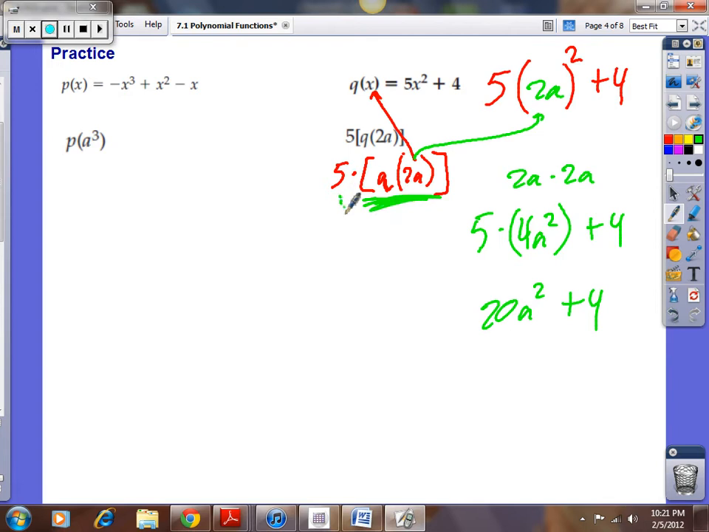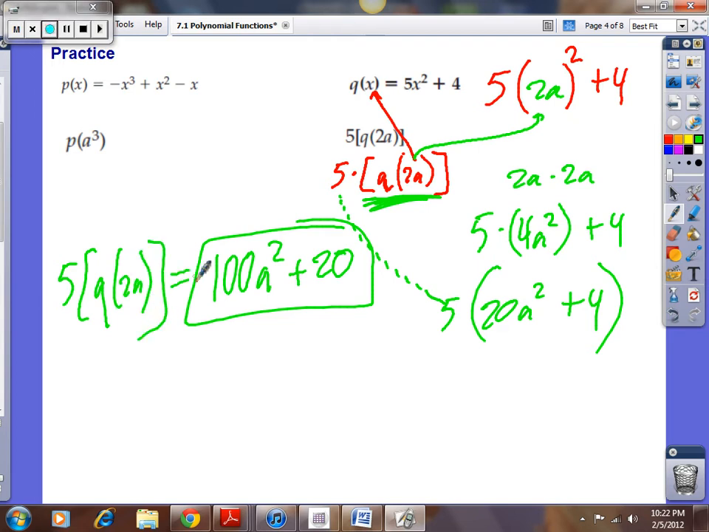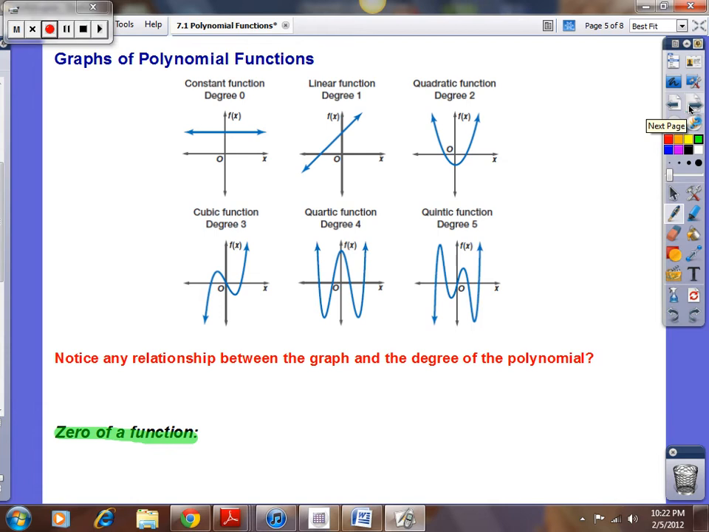The last thing you need to do, it wants us to do 5 times whatever that was. So I'm going to do 5 times both of these terms. 5 times 20a squared, I end up with 100a squared plus 5 times 4 is 20, and that's my final answer. So 5 times the quantity q of 2a is equal to 100a squared plus 20. Alright, so that's the evaluating part. Evaluating, you're just making a table, you're just plugging in values. Now let's talk about what they're going to look like.